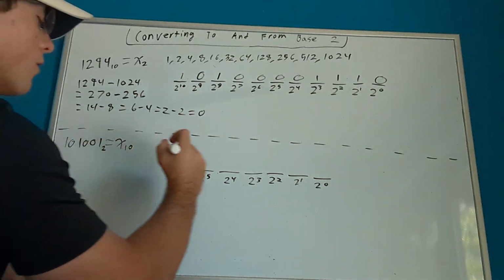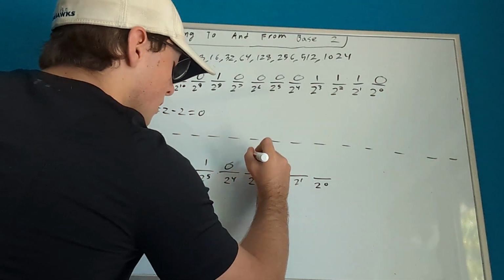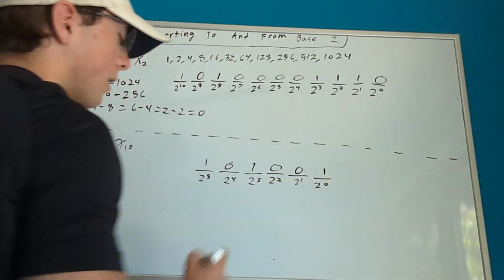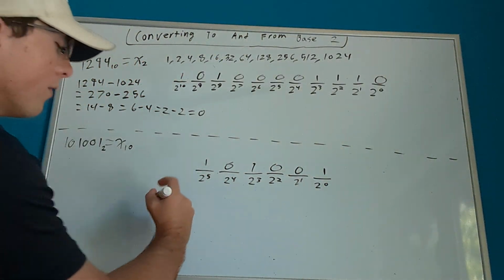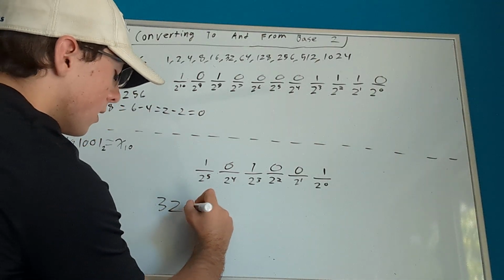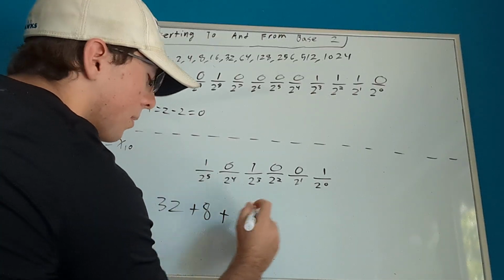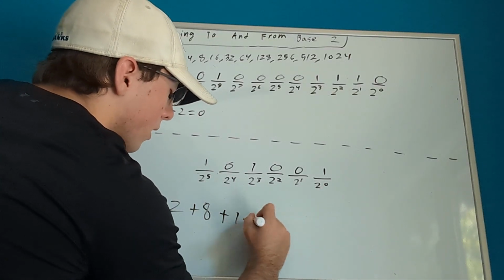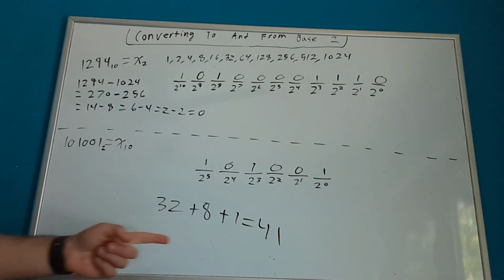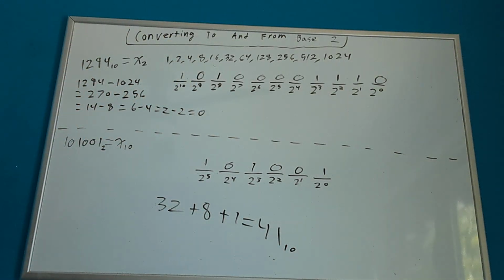So we notice we only have one 2 to the 5, we have 0 for 2 to the 4, we have one 2 to the 3rd, 0, 0, and then 1. So this means 2 to the 5 is 32, right? Then we have plus one 2 to the 3rd, which is 8, then plus one 2 to the 0, which is 1, and this is 41. So that is our binary number in base 10. So let's draw the little base 10 thing there. And that is our answer.